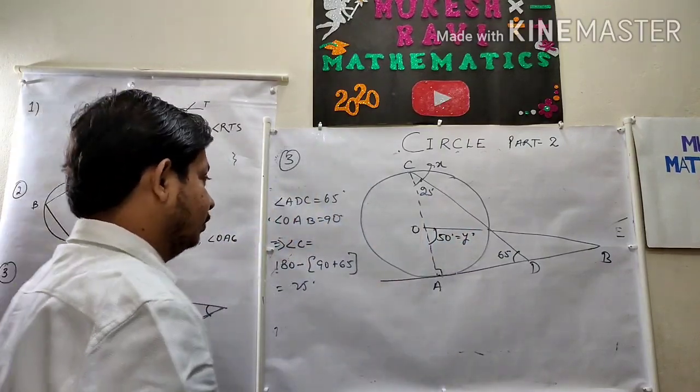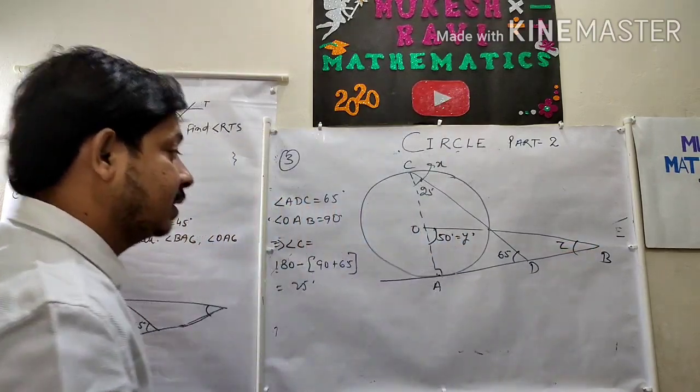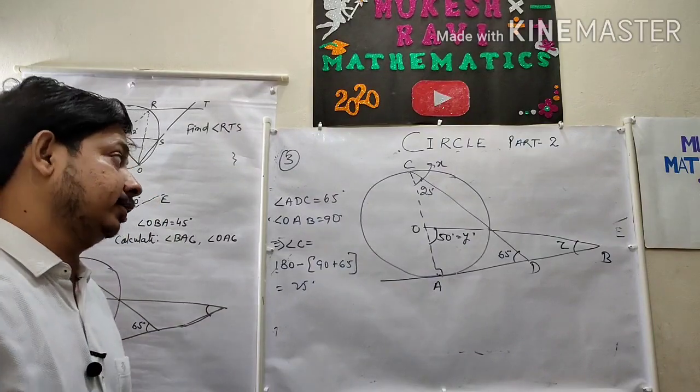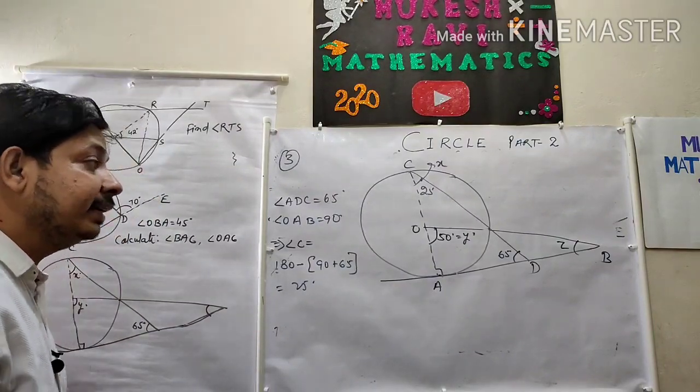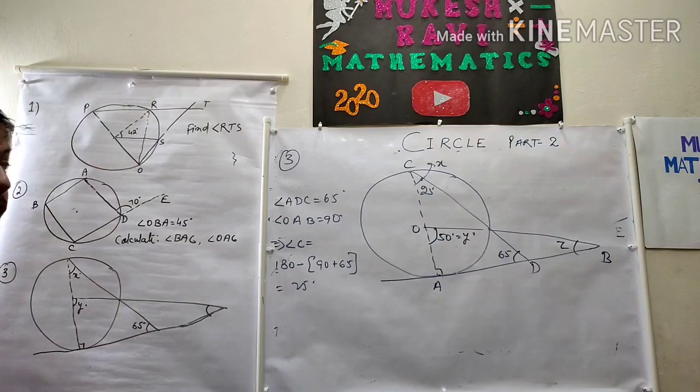And what about this angle Z? This angle is 90 plus 50 plus 40. Z is equal to 40 degree. A very simple question.